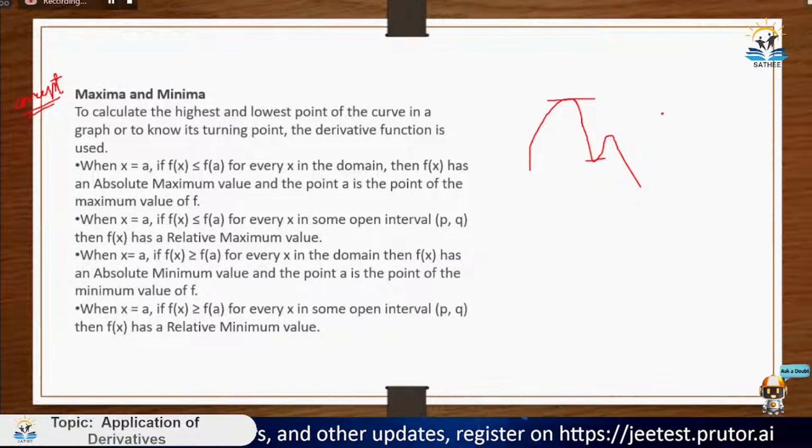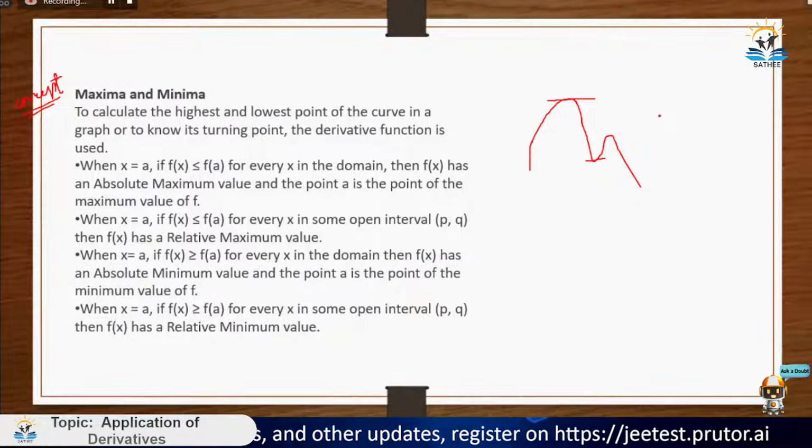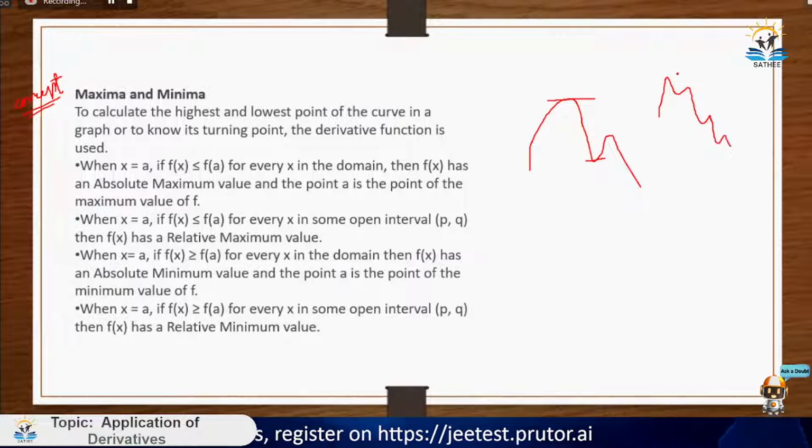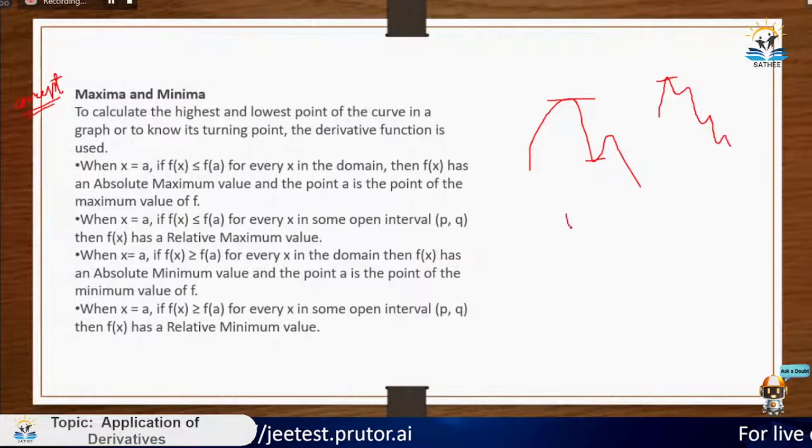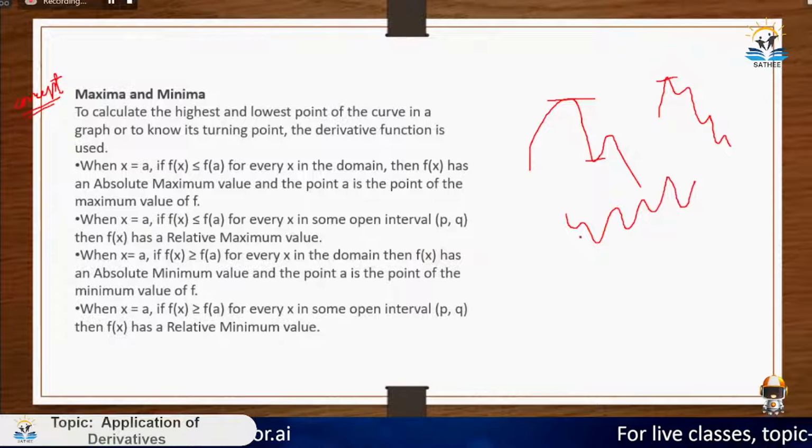So if your function is something like this and then it is going down only, so this thing is known as the global maxima, which means it is the maxima of all maximas. मतलब maxima का maxima, that thing would be global maxima, and similarly for global minima it would be something like this. That is, this minima is the global minima, the minima of all minimas.